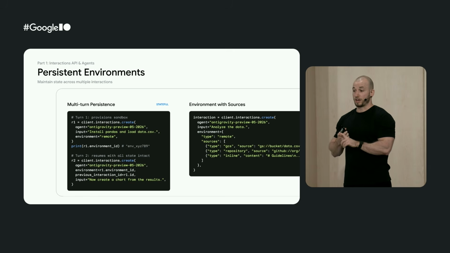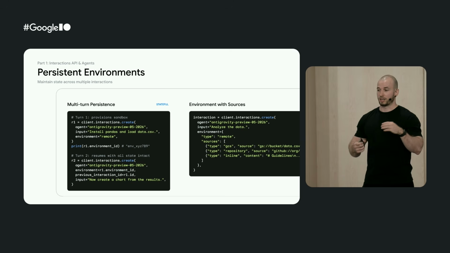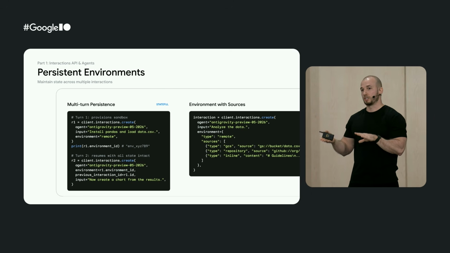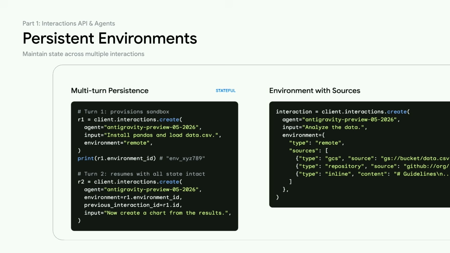And the environments are persistent, so you can create an interaction, and you get back, similar to the interaction ID, an environment ID. In the follow-up turn, you can provide the environment ID to the call again, and then the agent continues to work inside the same environment.